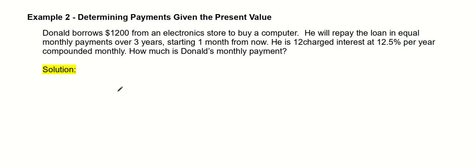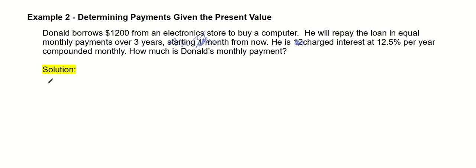So monthly payments over 3 years, starting at 1 month from now. That's sort of useless information. You don't really need to know that. I guess that's just to confuse you. So I'm just gonna scratch it out because it tries to confuse you. He charges interest. Okay, that's a typo. He charges interest at 12.5% per year, compounded monthly. So it's compounded monthly. Okay, so let's write down what we have.